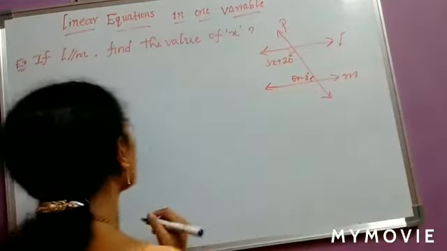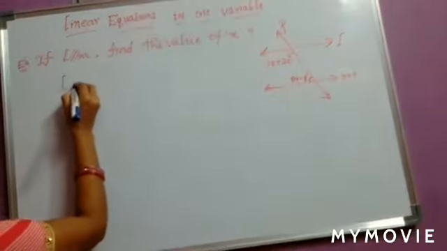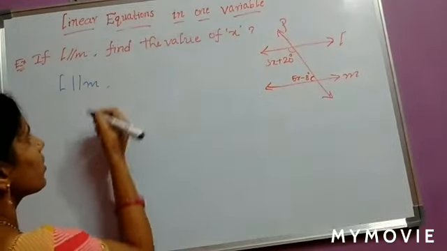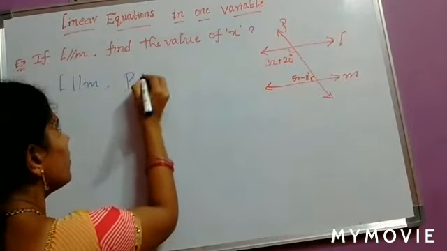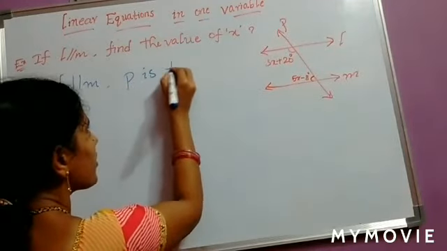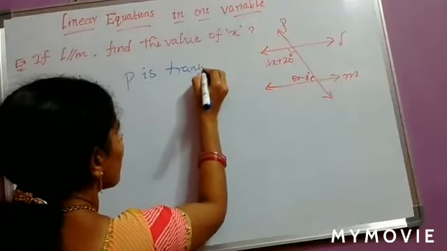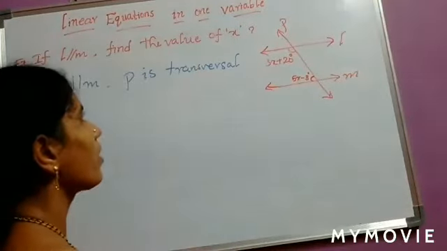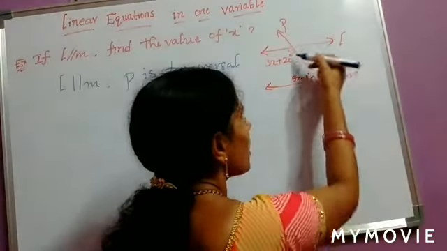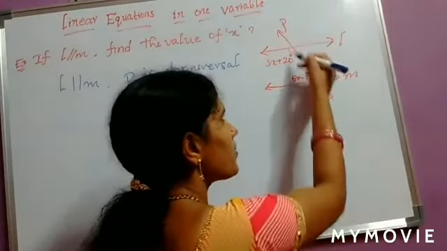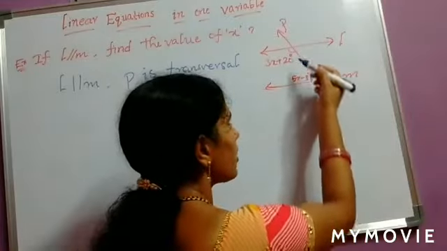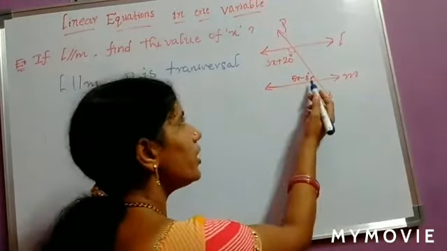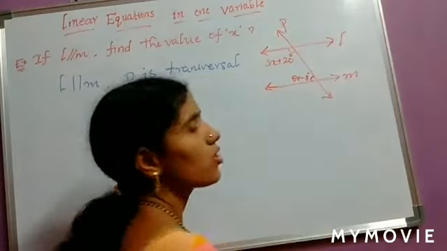Okay, given that L is parallel to N, P is transversal line. Okay, both are interior angles of same side. Interior angles of same side of transversal. So the sum of the interior angles of transversal is 180.